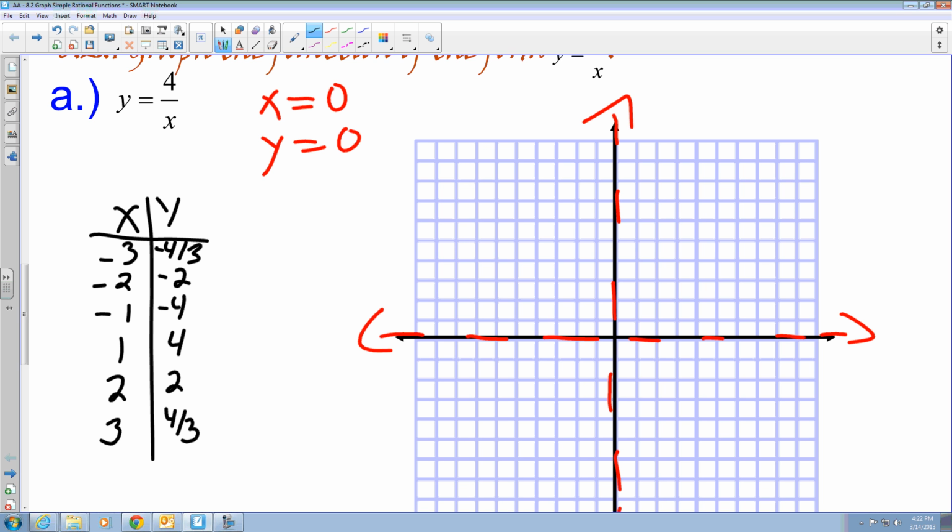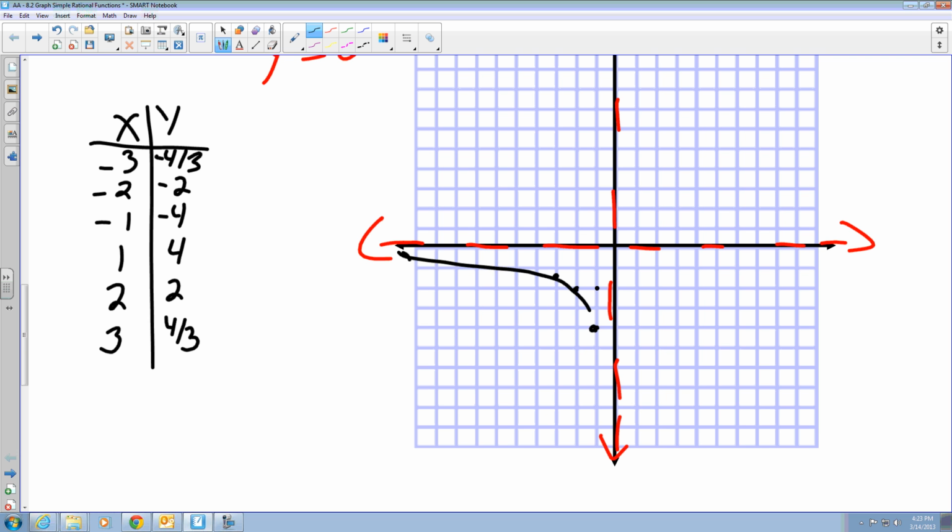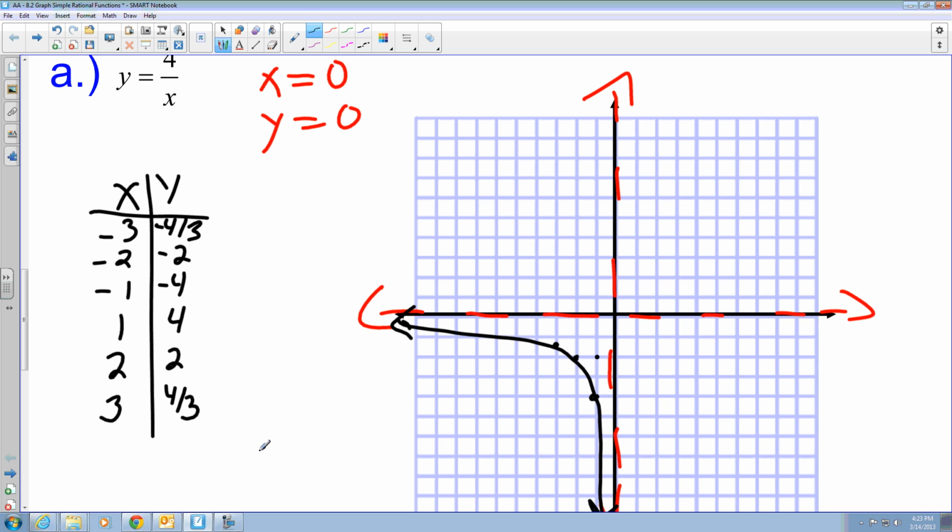So I get to plot these points. I go -3, -4/3, I'm right there, -2, -2, and then -1 and -4, so 1, 2, 3, and 4, somewhere right about there. So I plot these points like that. Next I'm going to go 1 and 4, 2 and 2, and then 3 and 4/3, so now my graph looks something kind of like this. And again, we're just sketching. So that is what the graph would look like for y equals 4 divided by x.